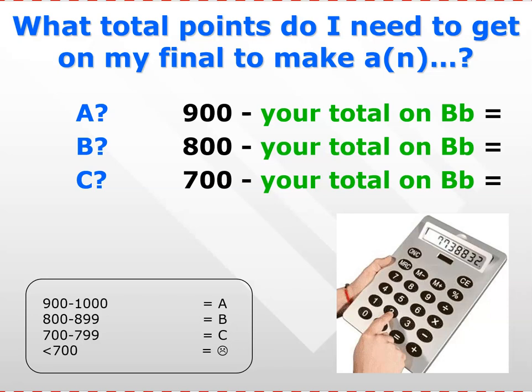You subtract how many points you've already earned. That's going to be the total that's currently displayed on Blackboard. Whatever that value is going to be the number out of 200 that you need to earn an A. If you are shooting for a B, 800 minus the total number you already have, that's how many points you need out of 200 on the final. 700 minus how many you have right now is the number of points that you need to make a C.